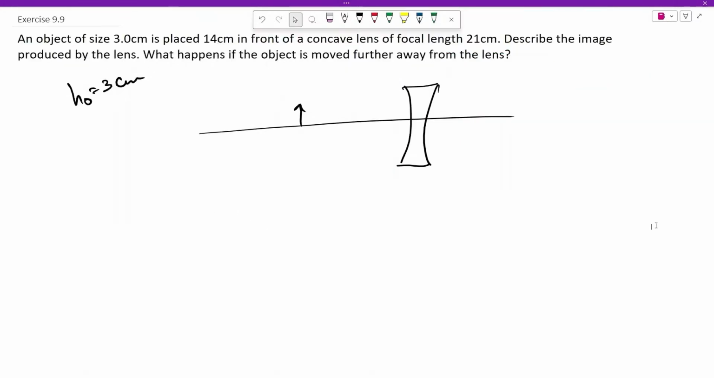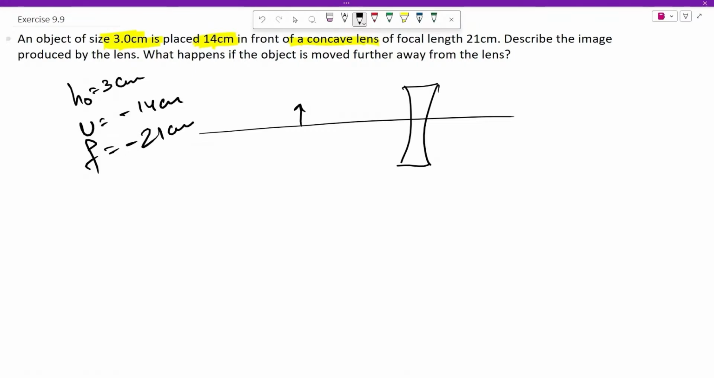The question is saying that an object of size 3 centimeter, that is the height of the object is given, is placed 14 centimeter in front of the concave lens. Here the subject is concave lens, and the object distance is 14 centimeters. So we can write u equals minus 14 centimeter, in front, and concave lens of focal length 21 centimeters. So here f is going to be equal to minus 21 centimeter because it is concave lens.